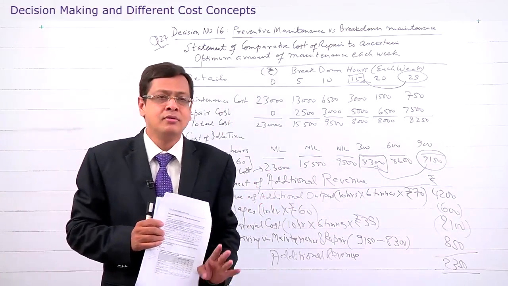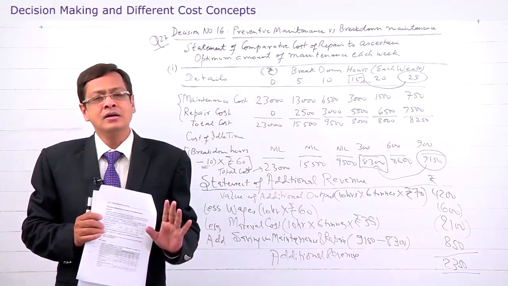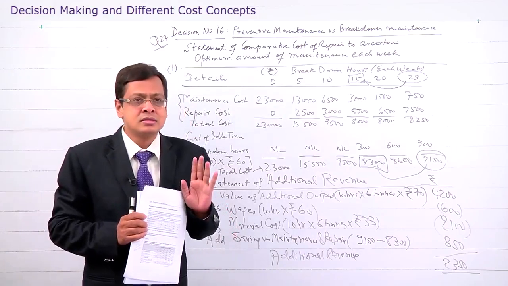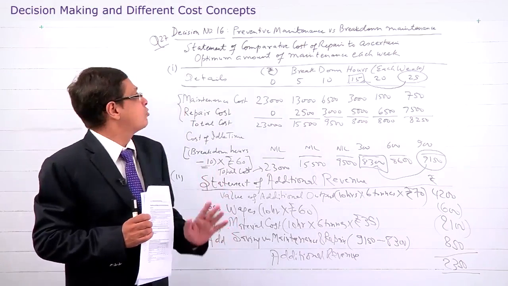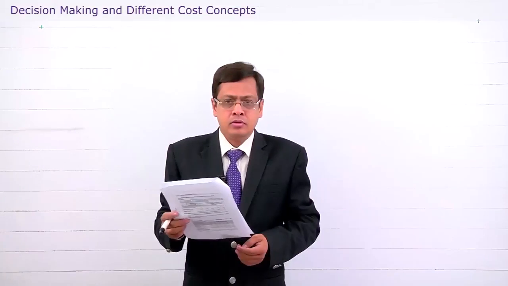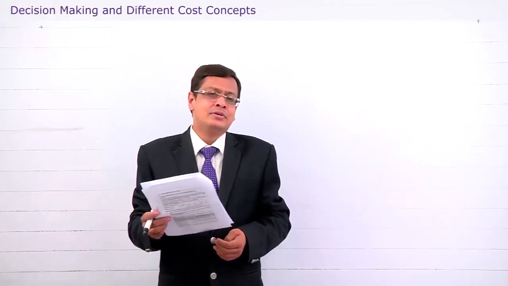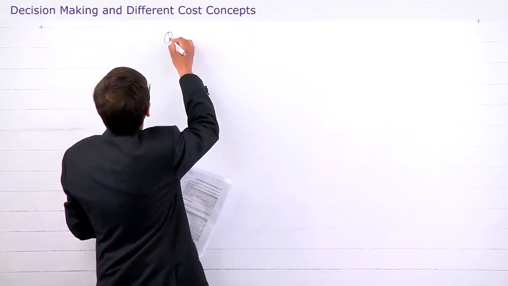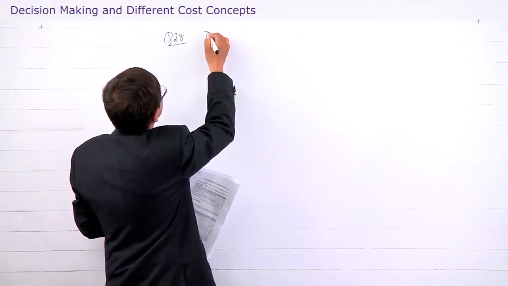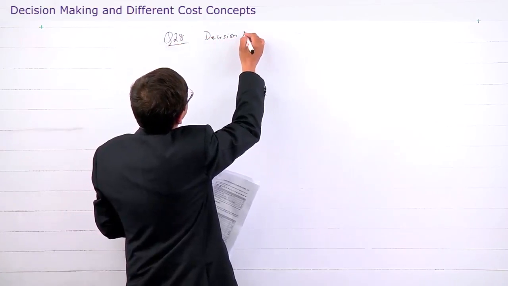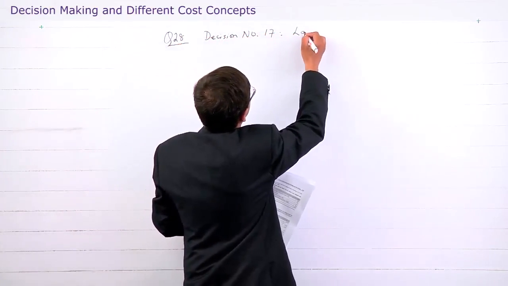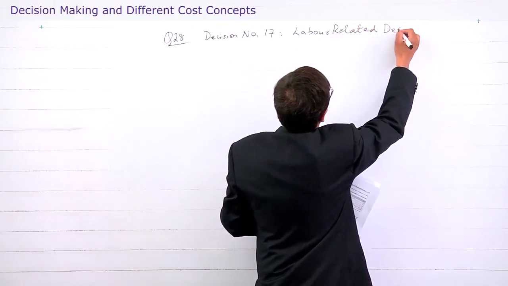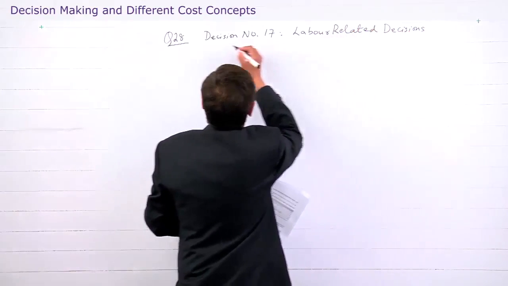You are required to give a clear presentation of the scenario. So friend, I will move to the next decision, which is decision number 17, and it is the next question number 28. Now we move to another type of decision. This is labor related decisions. This is decision number 17, which is labor related decisions.